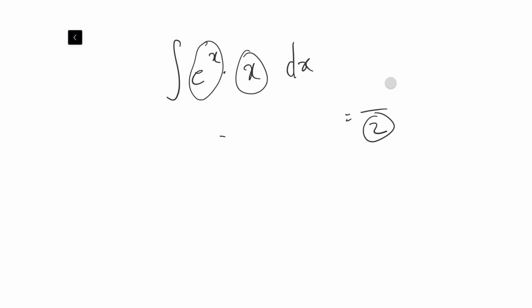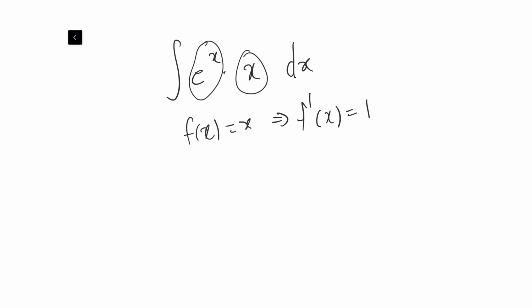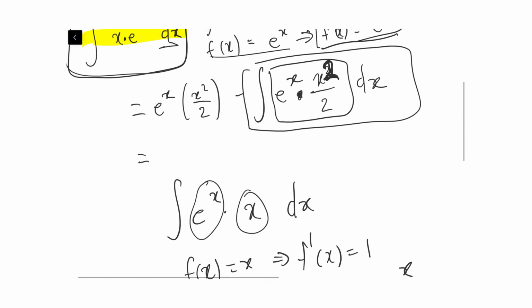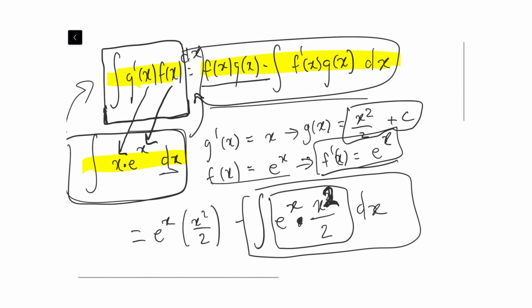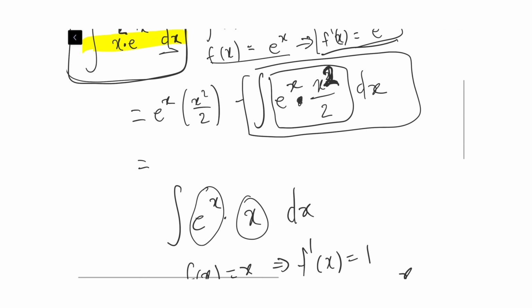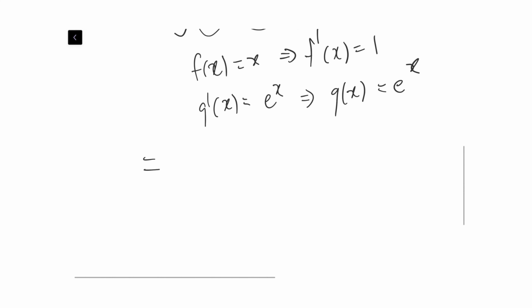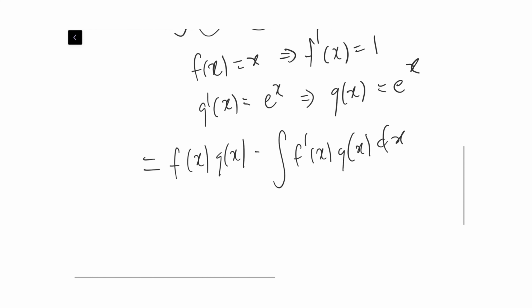So if we said instead that f of x was equal to x, then we would have the derivative of this, and it would just be 1. And if we said g prime of x was instead e to the x, then the original function after integrating would be e to the x. And then using our general expression above, the right-hand side, we have f of x times g of x minus integral of f prime of x g of x dx.